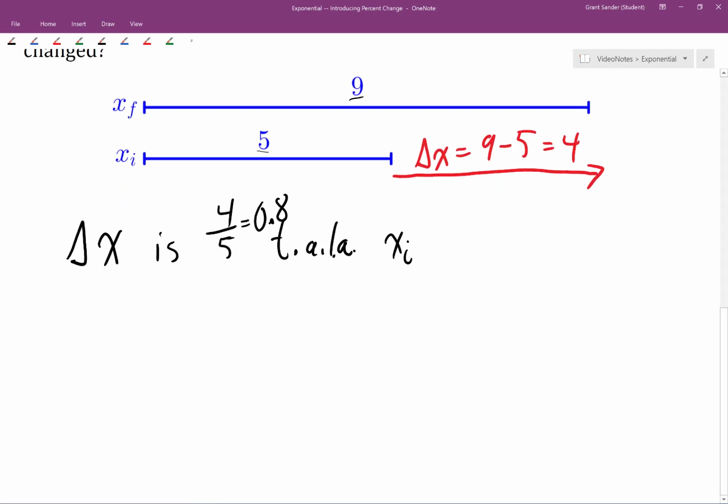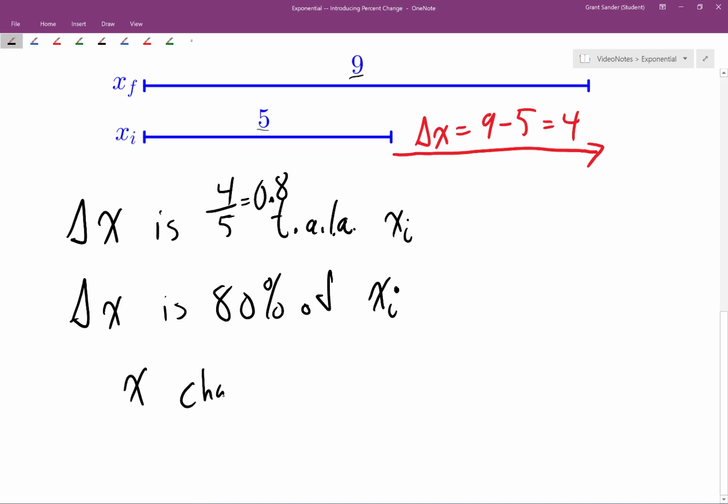Since the change in x is 0.8 times as large as the initial value of x, we say that delta x is 80% of the initial value of x. So based on the idea of percent comparison, since delta x is 0.8 times as large as the initial value of x, delta x is 80% of the initial value of x. Since x changed by 4, and 4 is 80% of the initial value of x, we say that x changed by 80%. So we can describe this change in x as just a change of 4, or we could say that x changed by 80%.